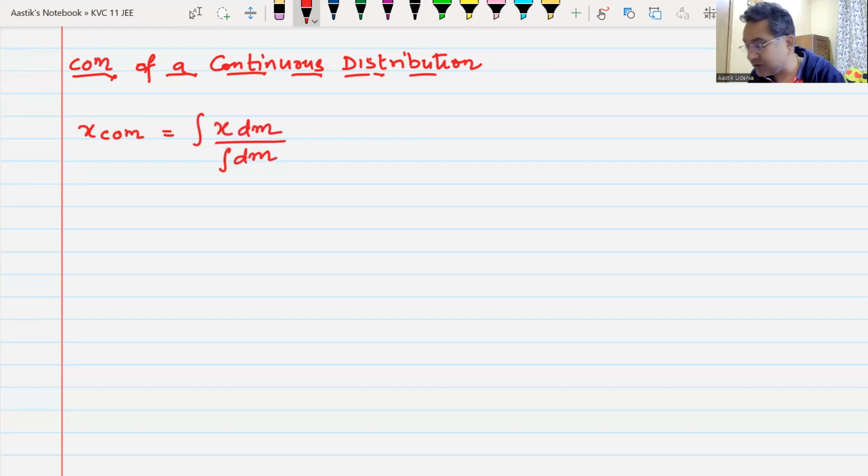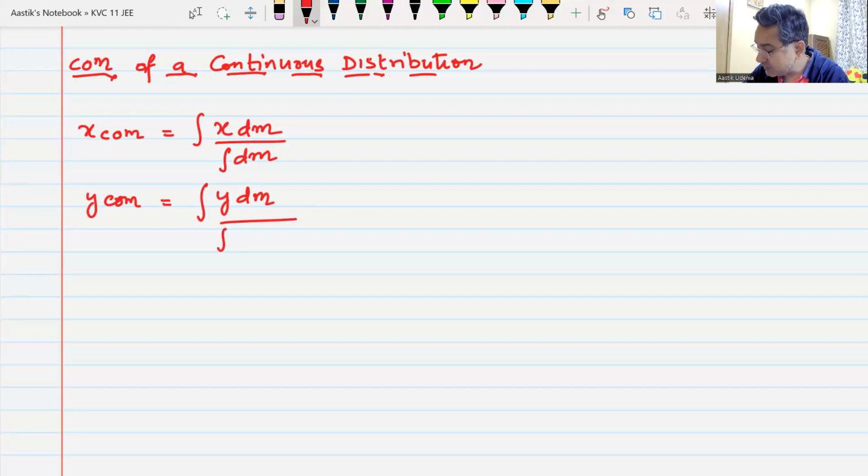Do you understand what is the meaning of this? dm means a small mass. You have to break the bodies into smaller masses, find out their center of mass, find out their x coordinate center of mass, integrate it, and then divide it by the total mass. Similarly, if you have to find out the y position of center of mass, how will you find the y position of center of mass? You will divide the bodies into smaller bodies, find the y coordinate of their center of mass, multiply it by their small masses, and integrate the entire thing. Do we understand this?